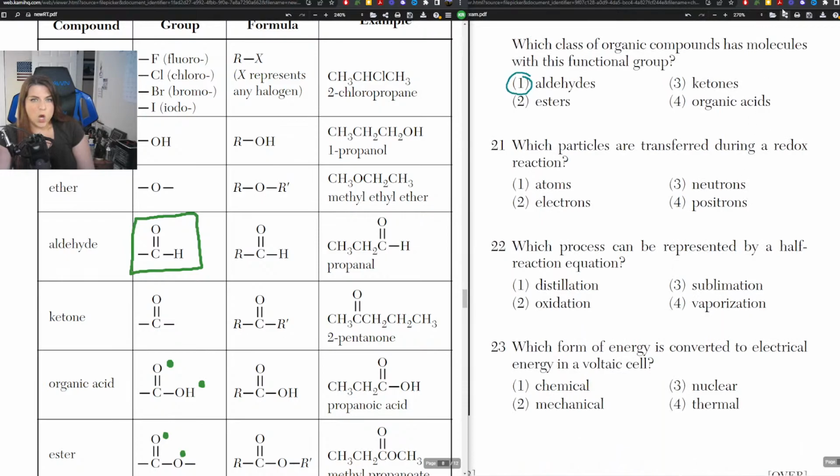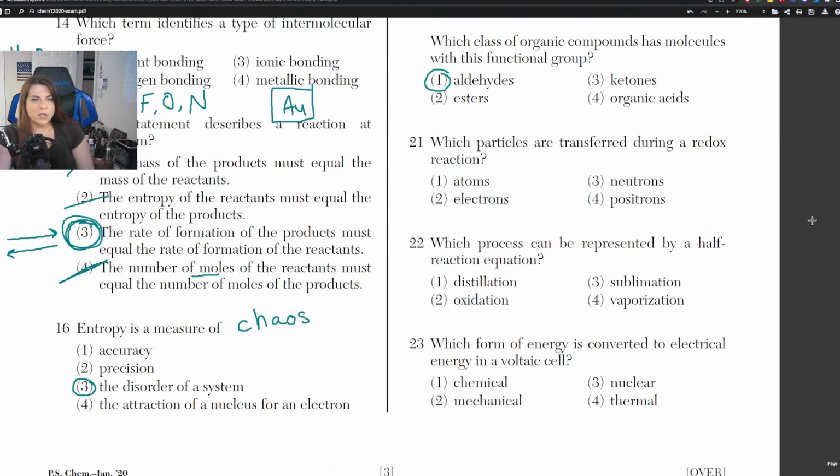Okay, 21 asks which particles are transferred during a redox reaction. Redox is all about electrons. Neutrons are never transferred. Positrons are never transferred. Atoms, we could consider maybe they would be transferred, but they're not for redox reactions. It's all about electrons. Right? It's about like conducting electricity, and electricity is just electrons moving through a wire.